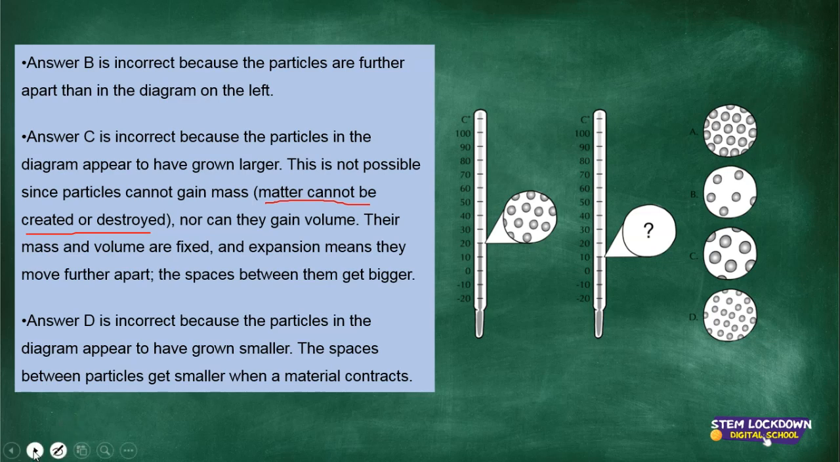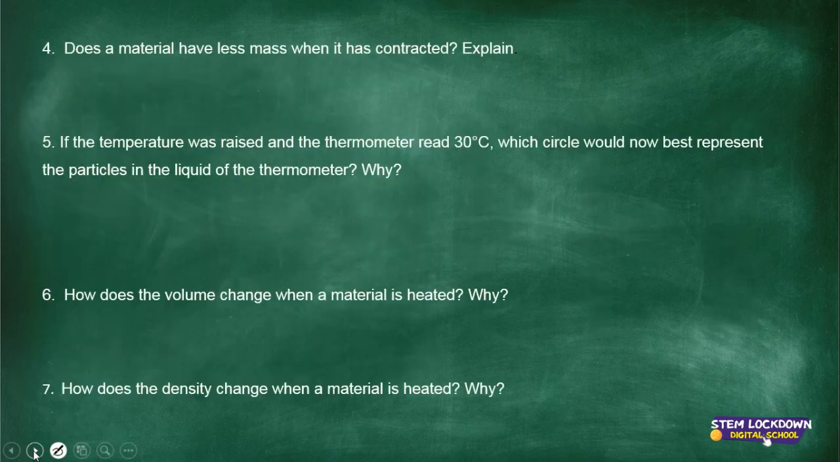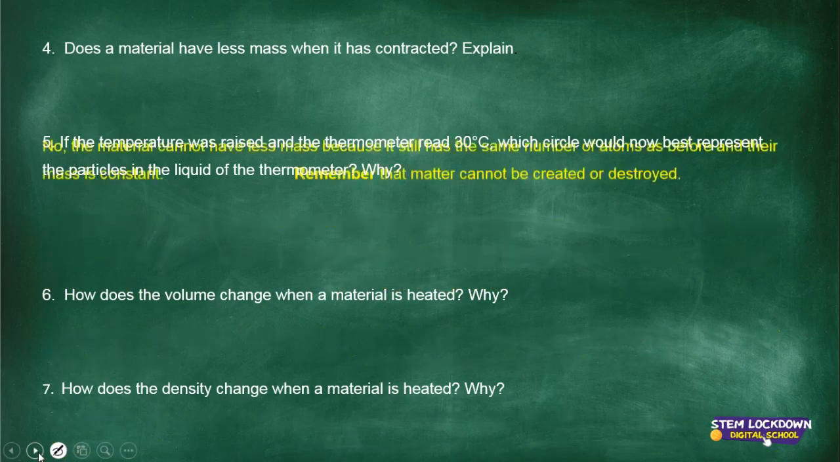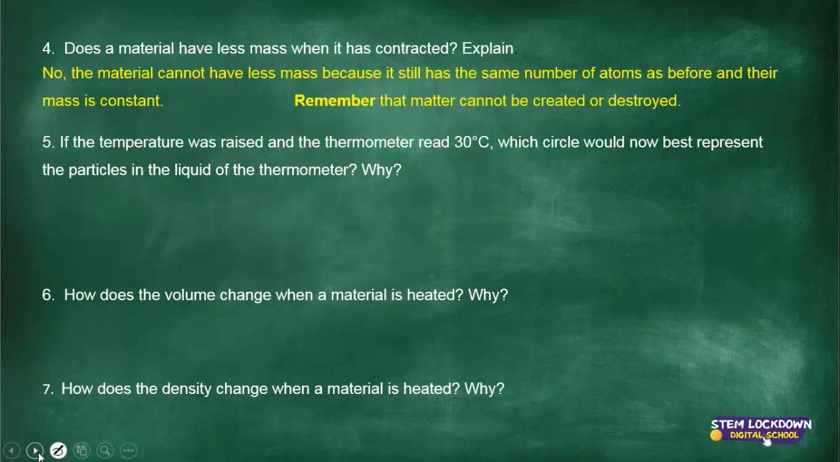So we're going to more questions. Does the material have less mass when it is contracted? And then we'd explain the answer. The material cannot have less mass because it still has the same number of atoms as before, and the mass is constant, which is what I explained in the previous slide. So I want you to remember, matter cannot be created or destroyed.